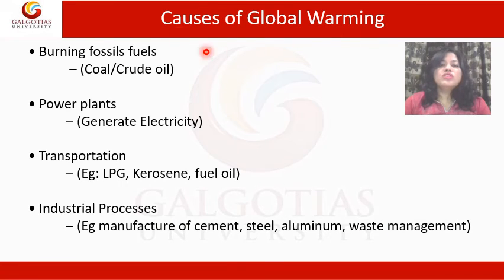What are the causes of global warming? Burning of fossil fuels, for example coal or crude oil, in power plants to generate electricity, transportation, for example LPG, kerosene, fuel oil, etc., industrial processes like manufacture of cement, steel, aluminium, and waste management.